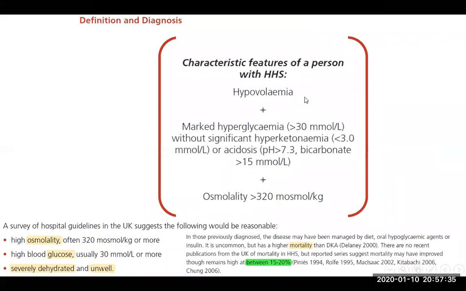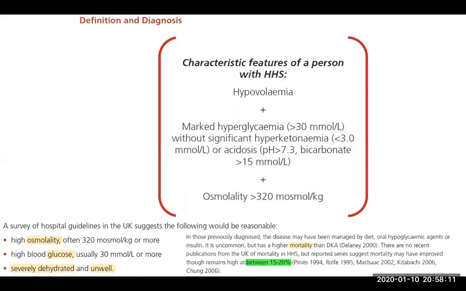The first one, the criteria for diagnosis of hyperosmolar hyperglycemic state, is hypovolemia plus marked hyperglycemia, blood sugar more than 30 millimoles per liter, without significant hyperketonemia: the blood ketone is less than 3, the pH is usually more than 7.3, and bicarbonate is usually more than 15 millimoles per liter. And serum osmolarity is very high, more than 320 milliosmoles per kilogram.